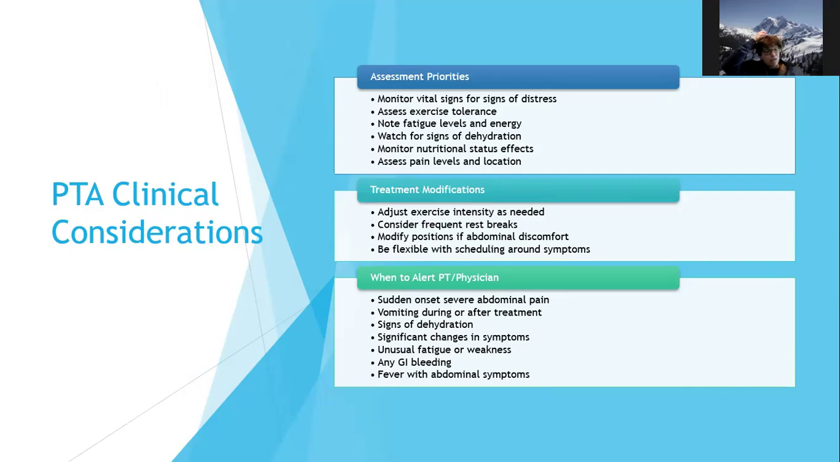We're going to alert the PT or the patient's physician when there is a sudden onset of severe abdominal pain. That could be acute pancreatitis, sudden onset. Vomiting during or after treatment, that's never good. Signs of dehydration, significant changes in symptoms, unusual fatigue or weakness beyond their baseline, any GI bleeding or fever with abdominal symptoms. So those are all red flags when to alert.